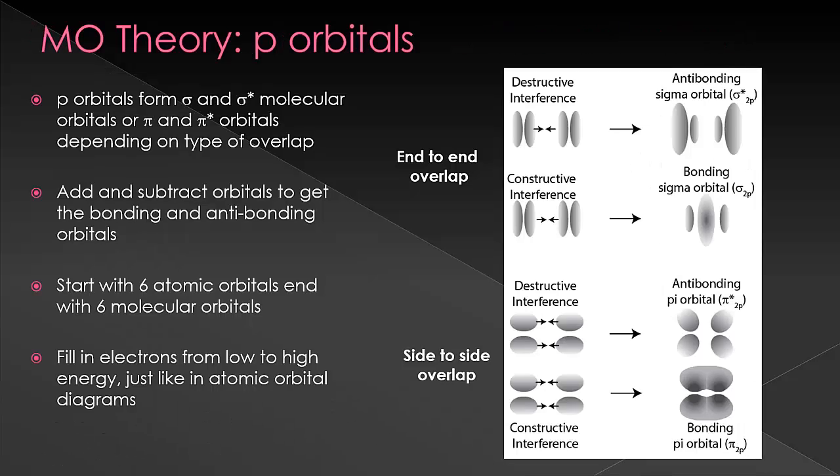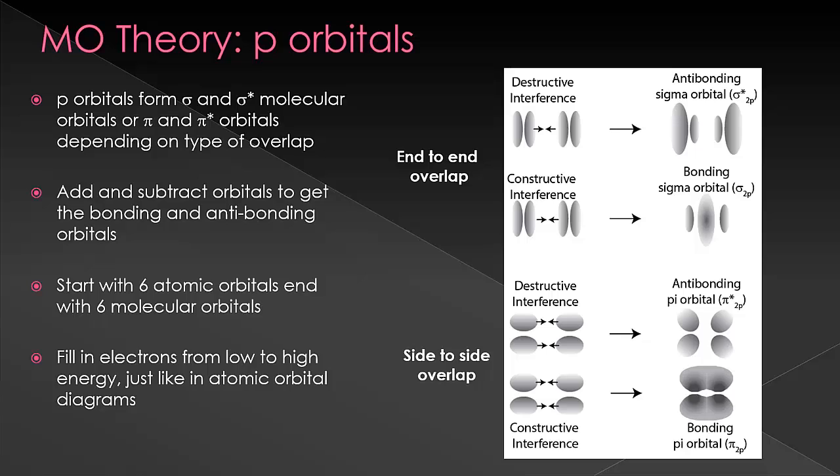Now we need to talk about what happens with the p orbitals. Just like with the s orbitals, you combine 2 atomic orbitals, 1 from each atom, to get 2 molecular orbitals, a bonding and an anti-bonding orbital. However, since there are 3 p orbitals in each atom, we also have different ways that these must overlap to form bonds. They can overlap in an end-on-end manner, forming a sigma bonding and anti-bonding orbital.